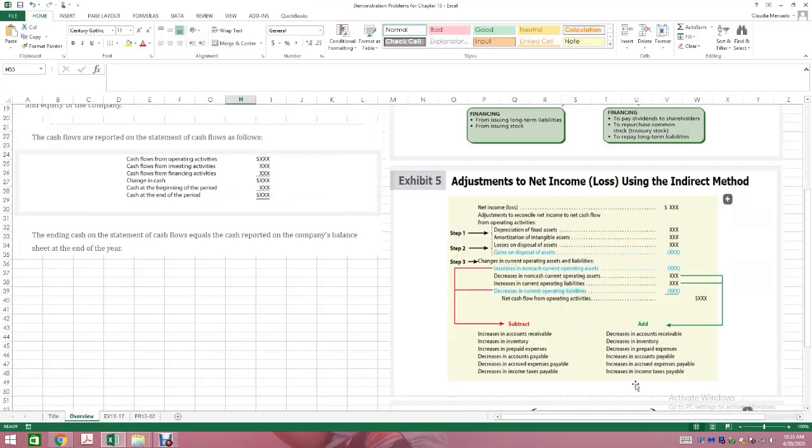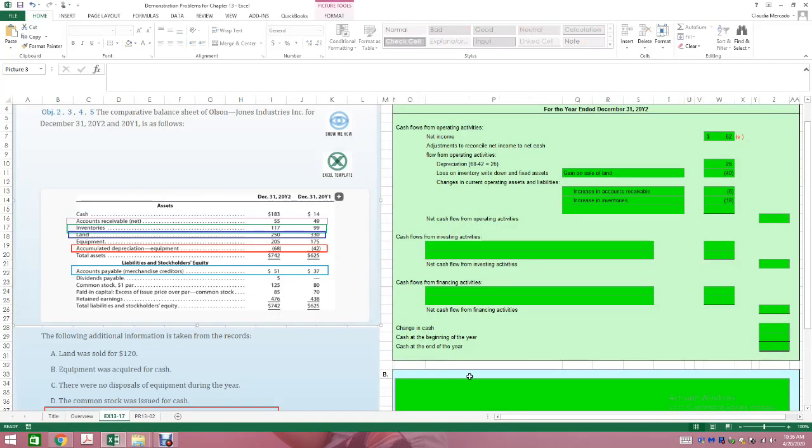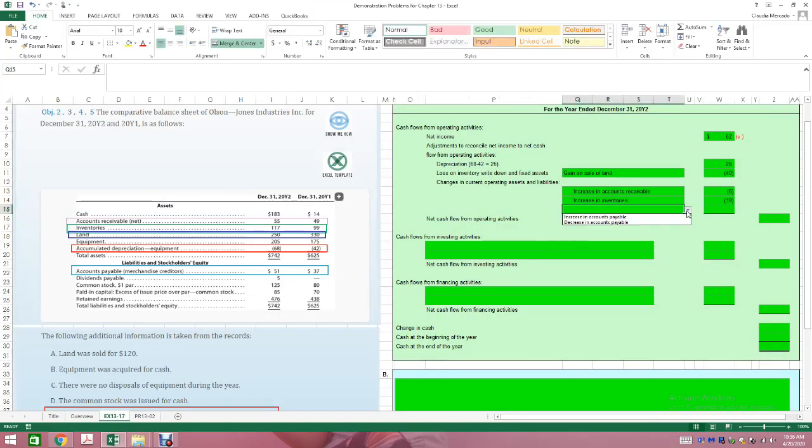Let's go back over here and let's look. If we have an increase in accounts payable right here, increases in accounts payable, we're going to add. So increases in accounts payable, we add. So now we're going to go over here and we have an increase in accounts payable and we're going to add $14.